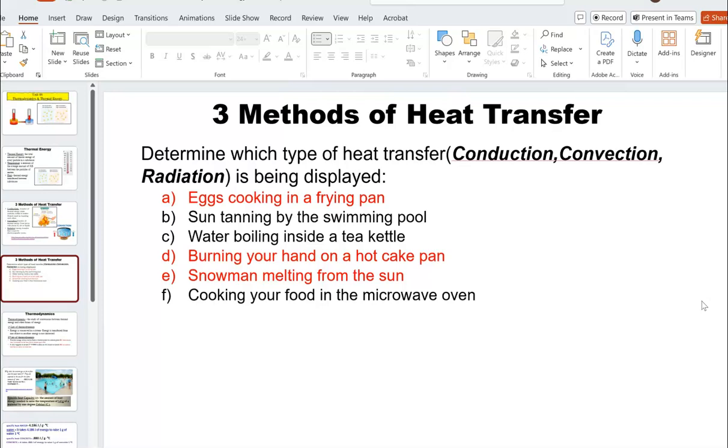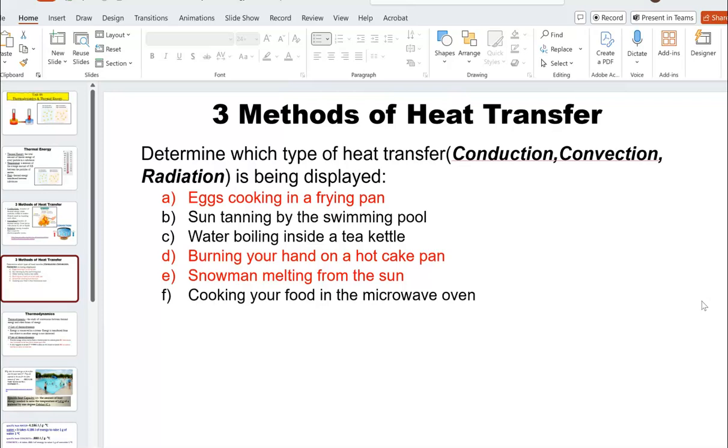Water boiling inside a tea kettle. We drink a lot of tea at my house because my husband's Irish. When we fill the tea kettle with water and put it on the stove, the water on the bottom of the kettle gets warm, and then the heat rises to the top, and then the water gets colder and drops down to the bottom, and the heat is constantly moving in these convection currents. So that's going to be convection.